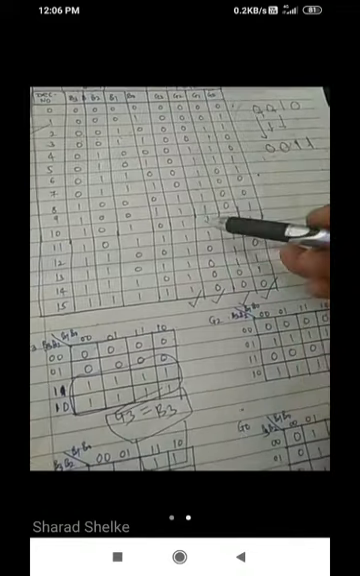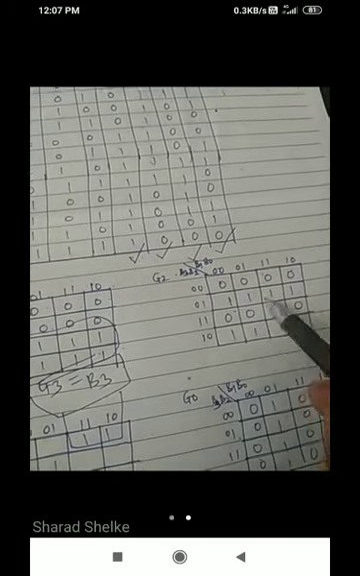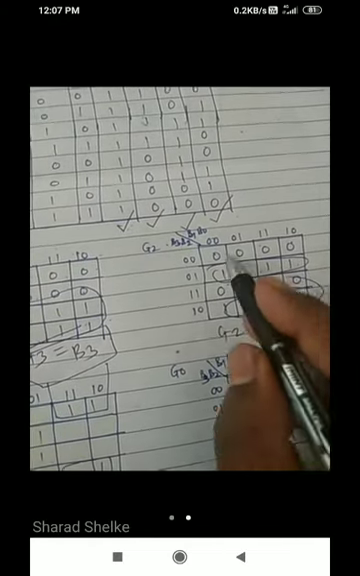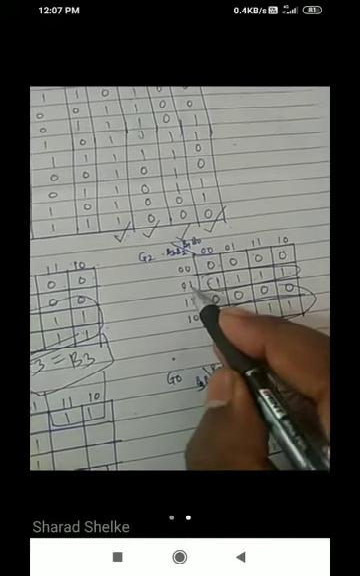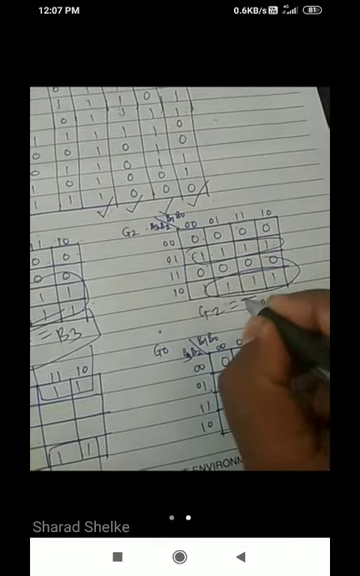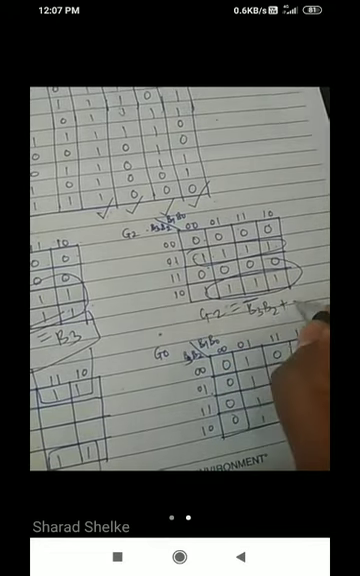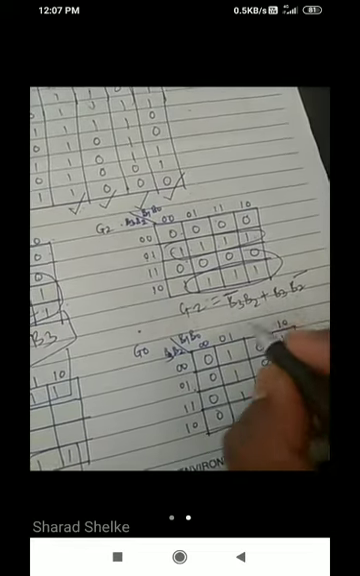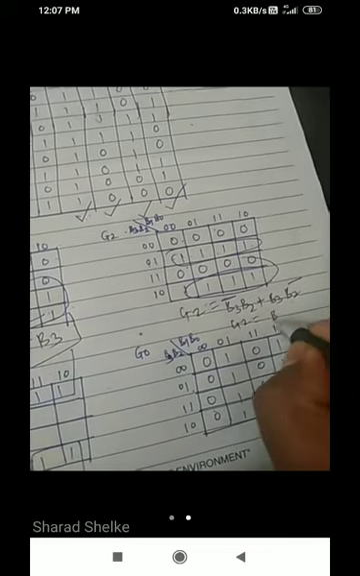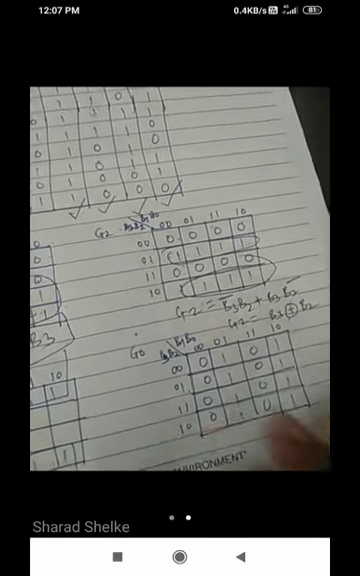Again for G2, the table shows 4 ones, 4 zeros, 4 ones, 4 zeros in the pattern 0 0 1 1 1 1 0 0 and so on, and the groups will be formed like this. Its expression is G2 equal to B3 bar B2 plus B3 B2 bar. It means it is the XORing of B3 and B2. In short, we can say G2 is equal to B3 XOR B2.